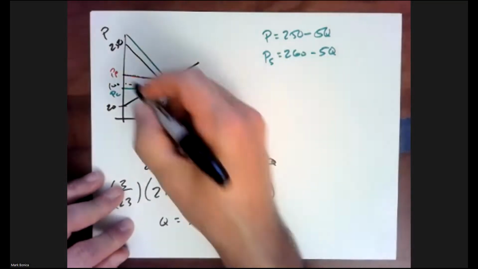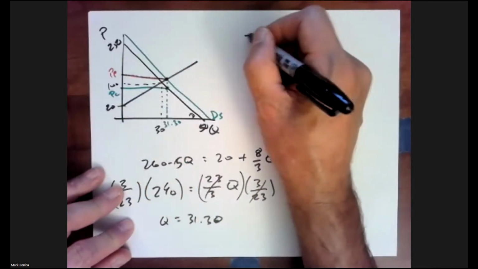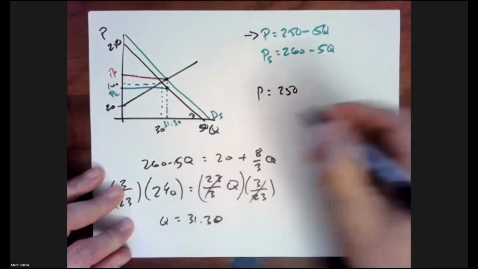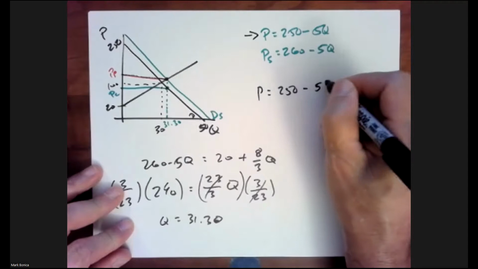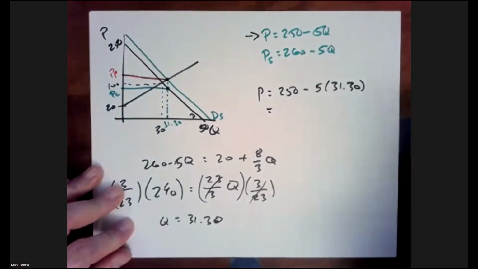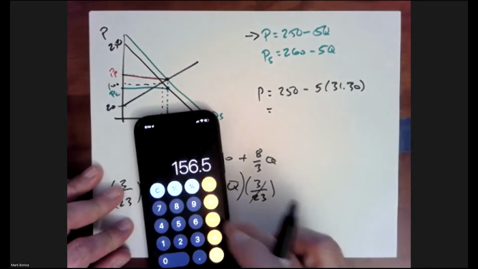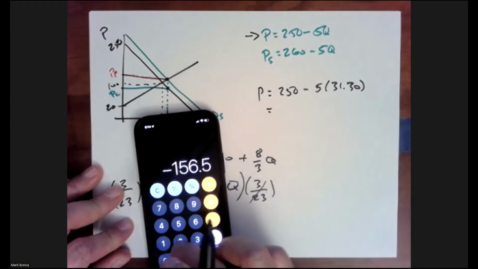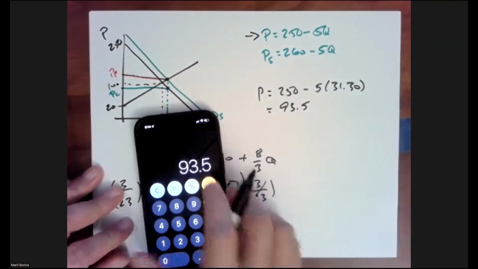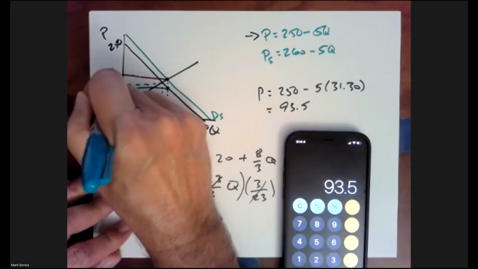Well, to calculate the cost or price to the consumer, we're going to take the original demand curve and put the subsidized price into it. So 250 minus 5 times 31.3, make it negative, plus 250 gives us 93.50, right?